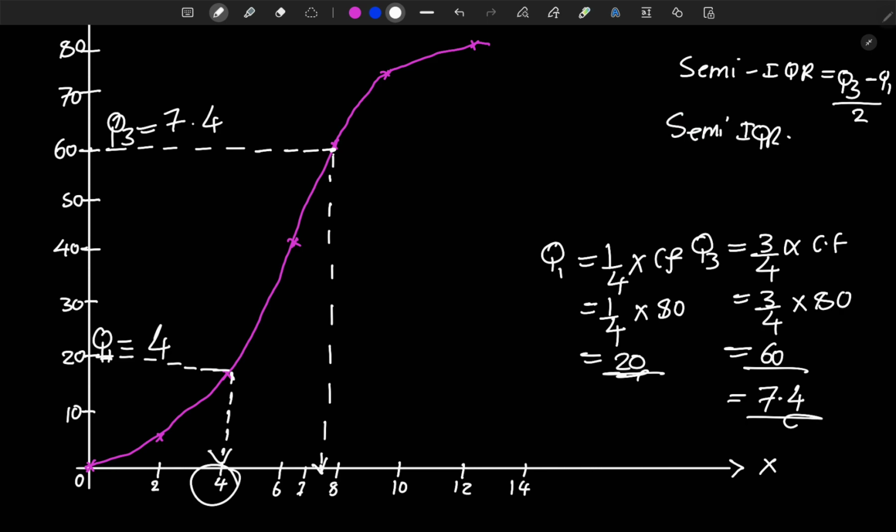To now proceed with our semi-IQR, it is equal to the upper quartile 7.4 minus 4, over 2. 7.4 minus 4 is 3.4, divided by 2 is 1.7. So this is 1.7. Now, I'm not saying my 1.7 is the most accurate. This question depends on how accurate your graph is. So the answers may differ, maybe by point something. That doesn't make it wrong. As you can see, it's simple. That's it for this video. Thanks for watching.